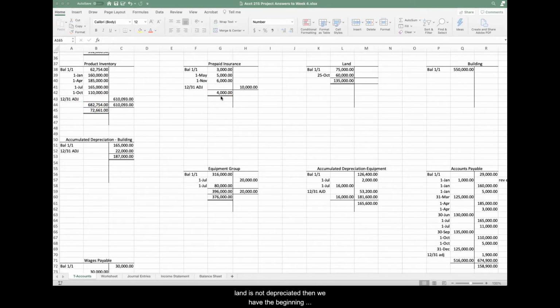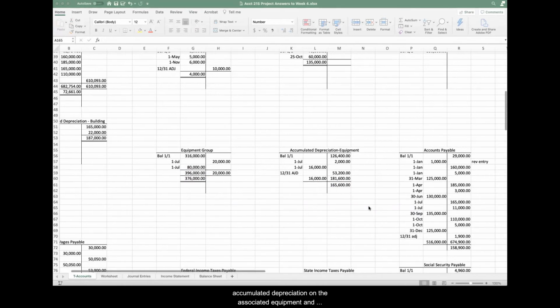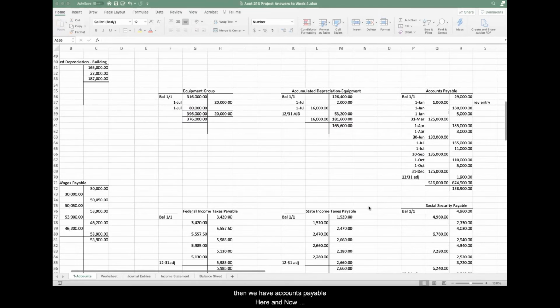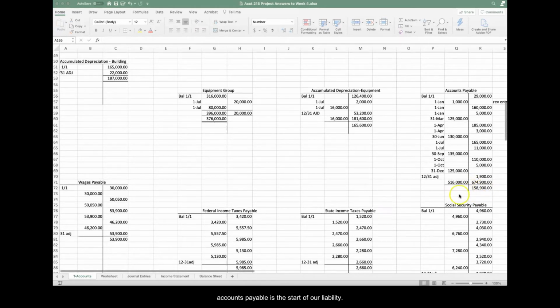Land, keep in mind, land is not depreciated. Then we have the beginning balance of building, and we hadn't purchased any other buildings. So then we have accumulated depreciation, which is also a contra asset account. So that will have a credit balance. Then we have equipment, again, accumulated depreciation on the associated equipment. And then we have accounts payable here. And now accounts payable is the start of our liabilities. So you'll see that has a credit balance.